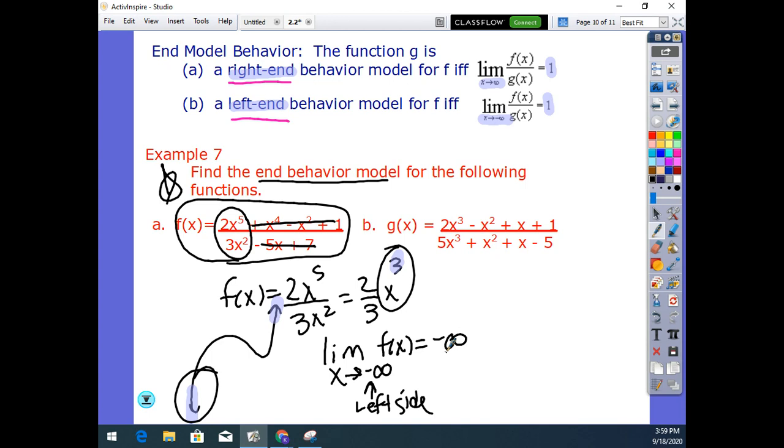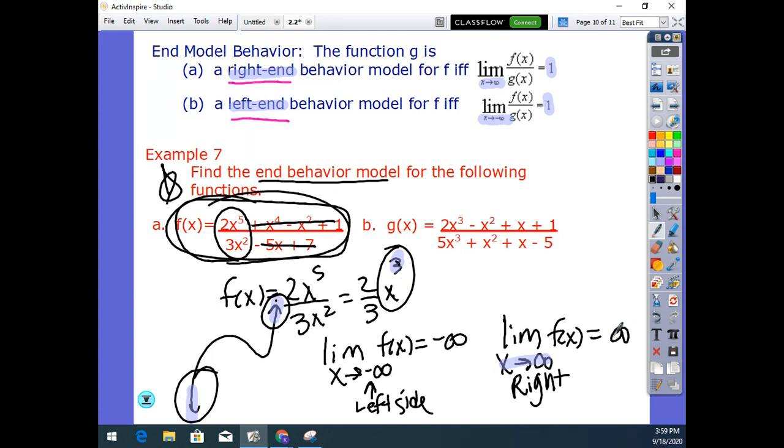I can also look at this side, the limit as x approaches positive infinity of the function, this meaning the right side. What's the right side going to do? Because x to the third goes up to positive infinity, this original function follows my power behavior. This limit also goes to positive infinity. Okay, starting to make some connections, hopefully.